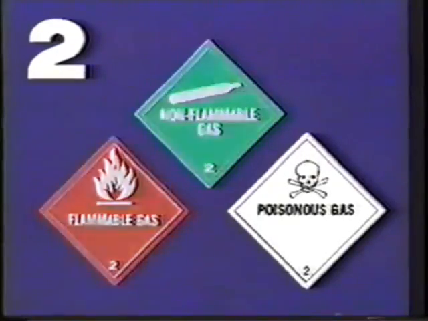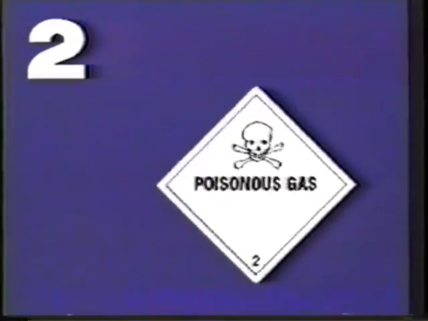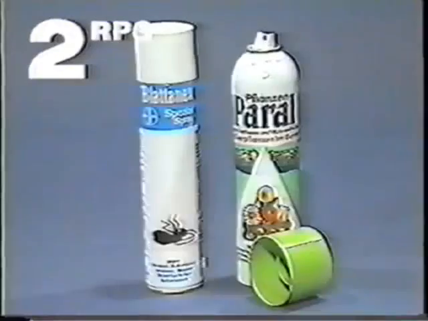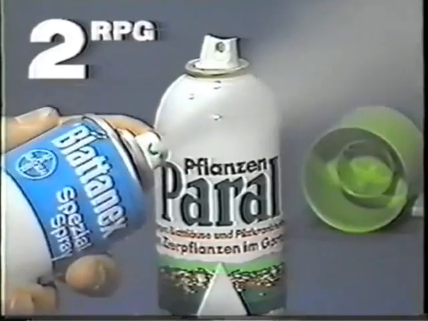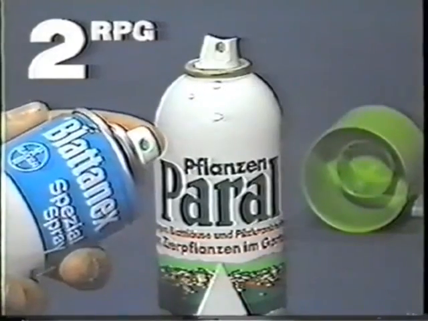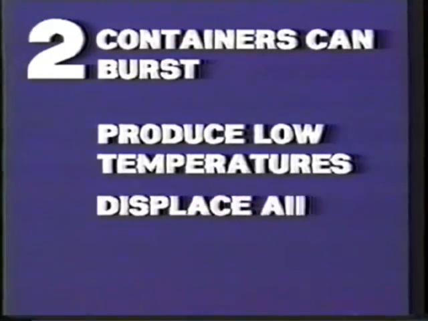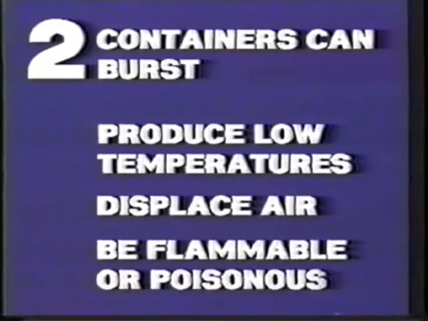We now come to the compressed gases, which are also poisonous. Poisonous gases spread very quickly. If inhaled, they can cause serious damage or even death. They are, therefore, not allowed to be transported on passenger aircraft. Let's summarize the facts. Class 2 gases are transported in pressurized containers. These containers can burst. Depending on their other properties, these gases can produce low temperatures, displace air, be flammable or poisonous.